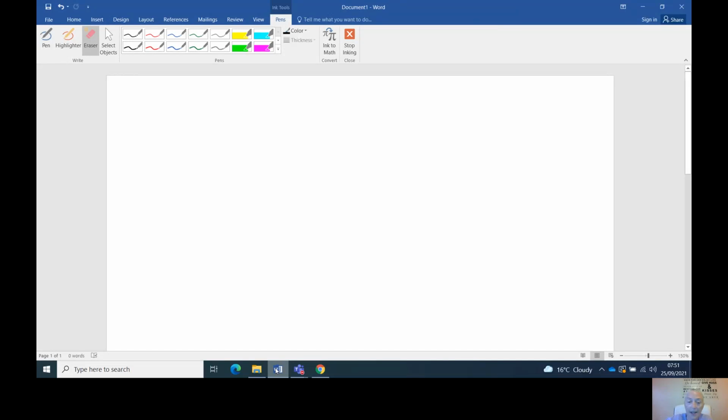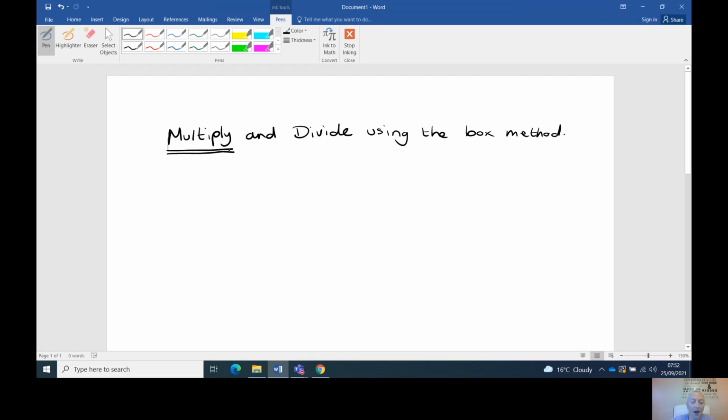And here we go. So it is multiply and divide using the box method. Now, I'm going to use easy numbers to start with to show you the method, and then we'll use a harder one, and then even a harder one. So I'm going to do 3 examples, okay? So we're going to start with multiply first.